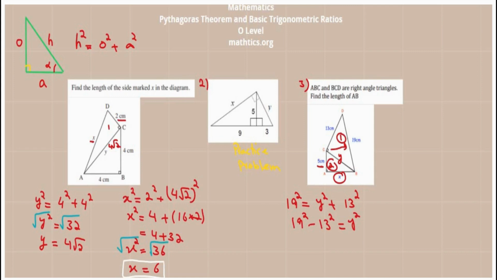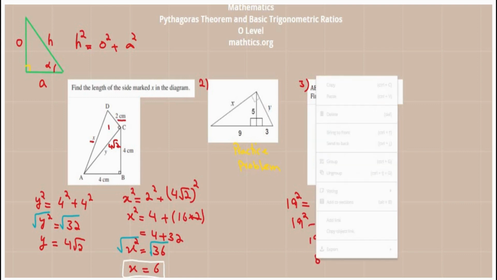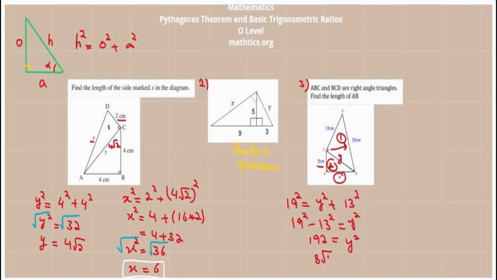Okay, and then we need to calculate 19 squared minus 13 squared, that would be equal to 192. So this 192 is equal to y squared. Let's take the square root again to get the final answer for y. After taking the square root, y will be equal to 8 times square root 3. That's the answer for y. But our target was not y. y is just calculated to find x.